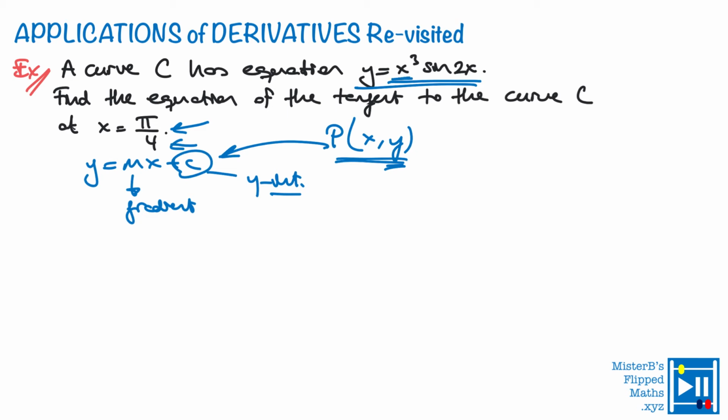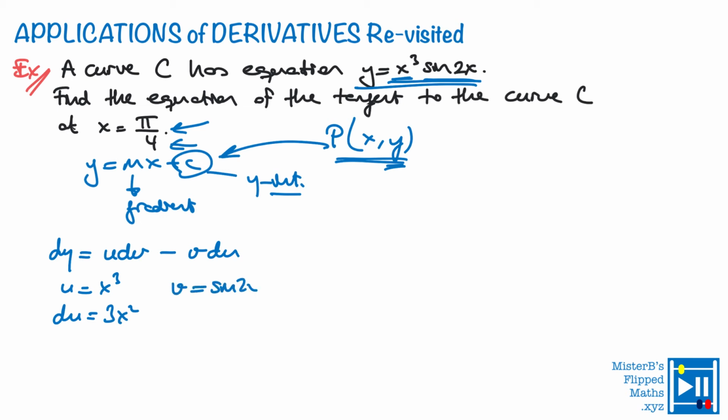Now I have two functions here in a product, so I will be using the product rule, which was dy equals u dv minus v du. So let me write u being x cubed, so du will be 3x squared, where v is sine 2x, that's going to be 2 times cosine 2x, because the derivative of sine is cosine, and 2x's derivative is 2, so that's dv.